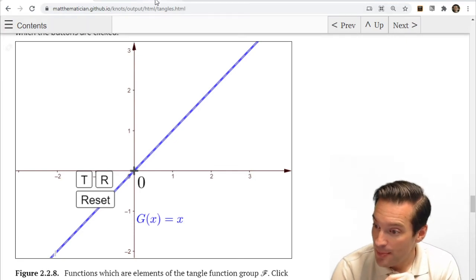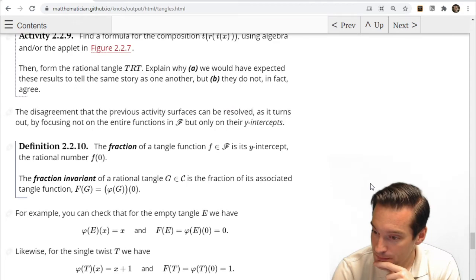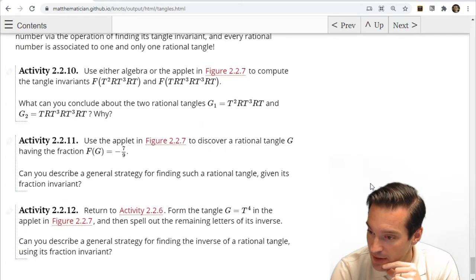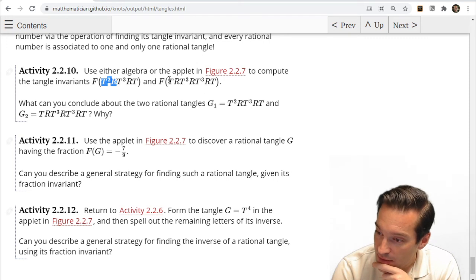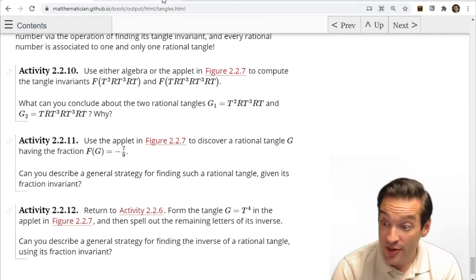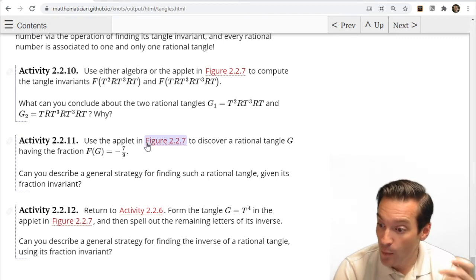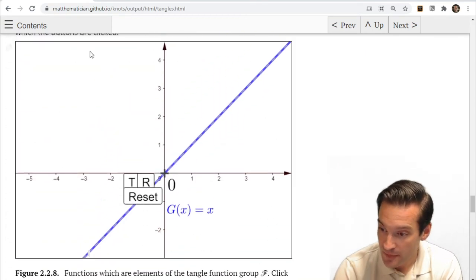So, just to wrap things up for today, suppose I have a rational tangle, like let's look at activity number 10 here. Let's take the first one here: T squared r, t cubed rt. We can find the fraction of this rational tangle just by forming that composition of these functions, right, and then finding the y-intercept of that composition. So t squared r, t cubed rt.